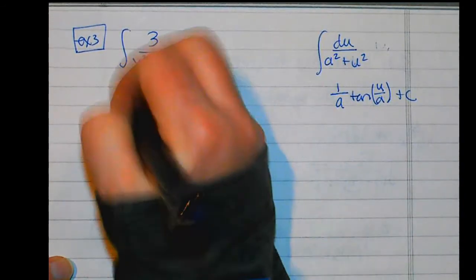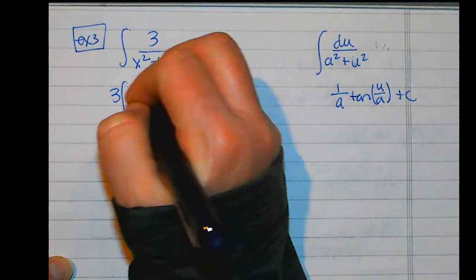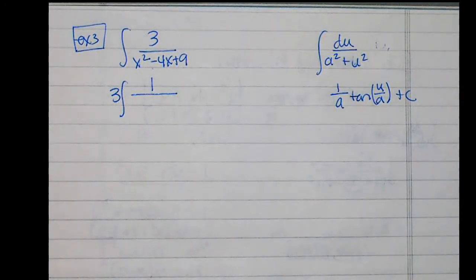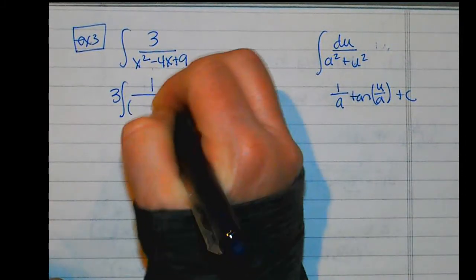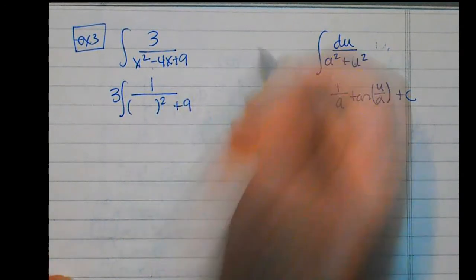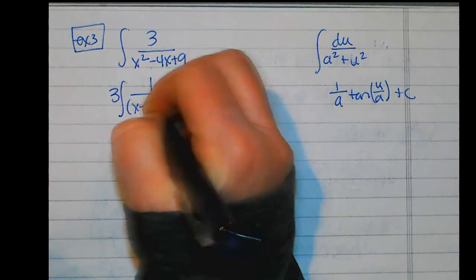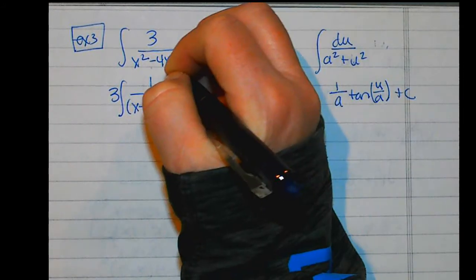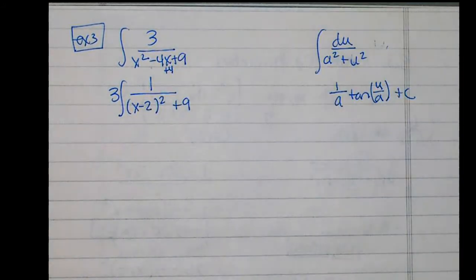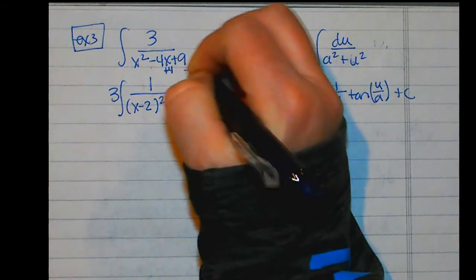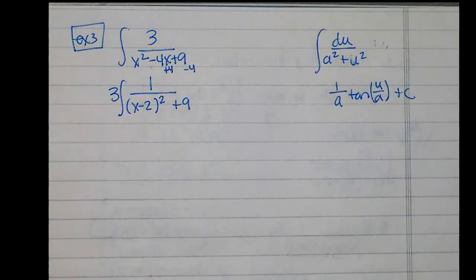So this is pretty much ready to go as far as complete the square. I'm going to put the 3 on the outside. I'm not completing the square with the 9. How do I complete the square with the negative 4? So x minus 2 goes here. That means if you multiply that out, we'd add 4. So what else do we do? Subtract 4.